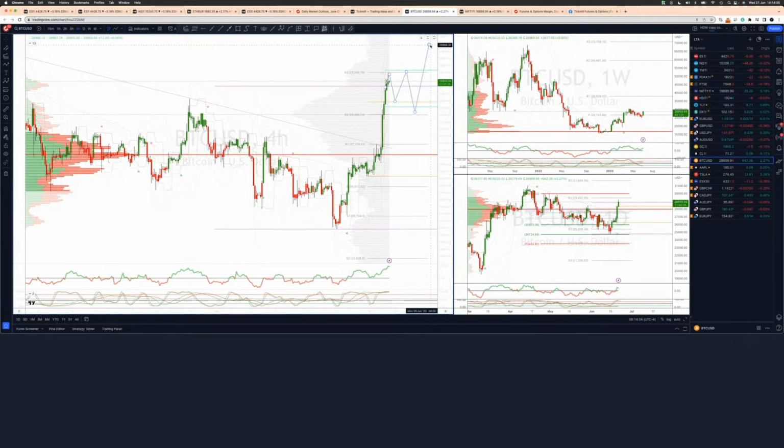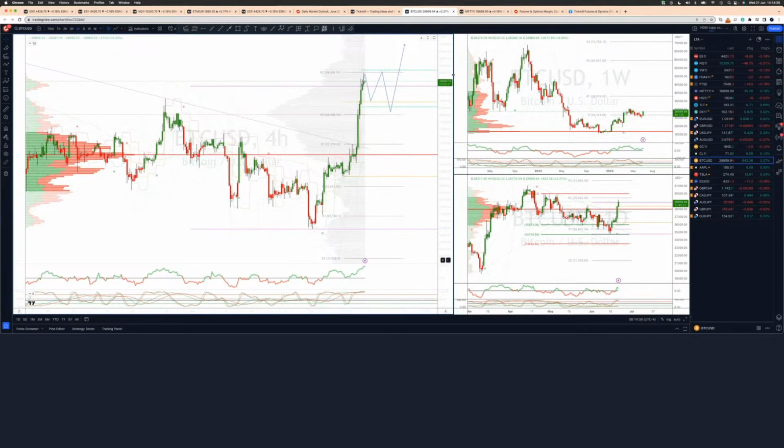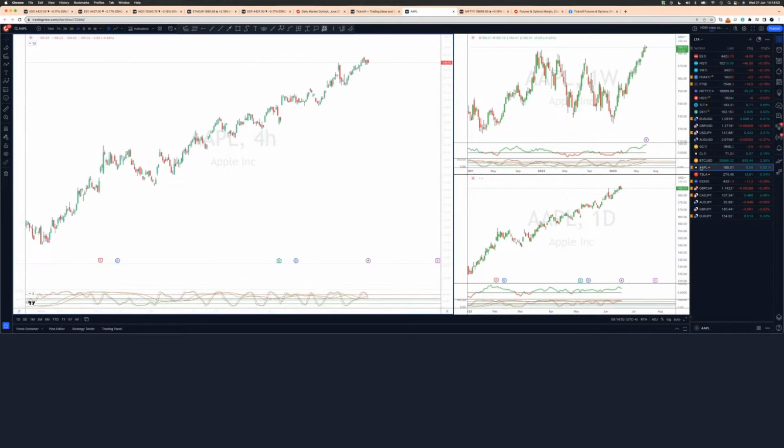That should complete this initial impulse leg, and then I'll update the view there as we look for a corrective structure then to buy into again for another leg to the upside in terms of Bitcoin. But that 30,000 test is going to be key. Let's take a look at some of the equities I'm tracking here.